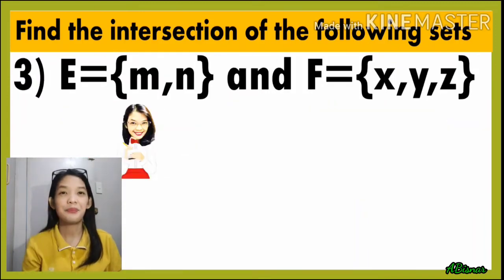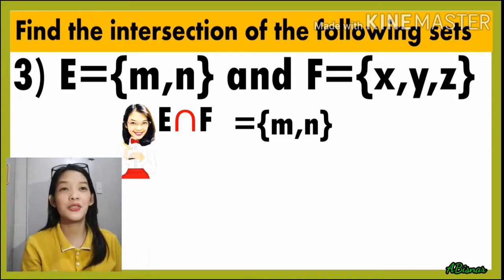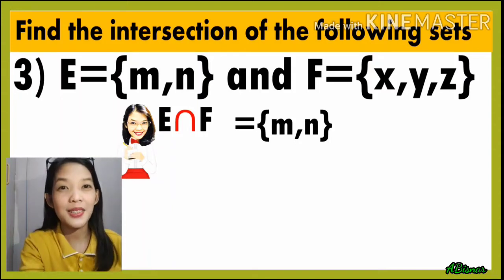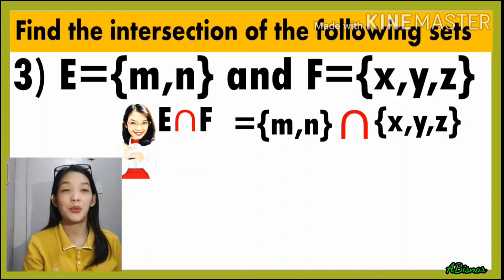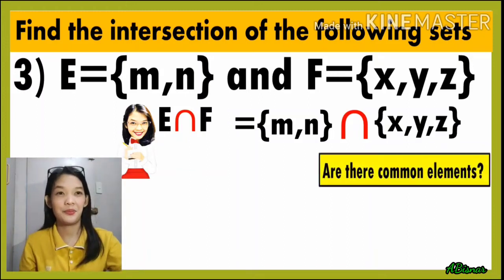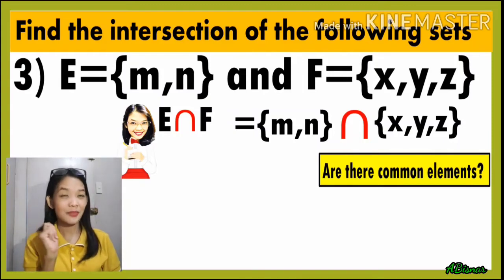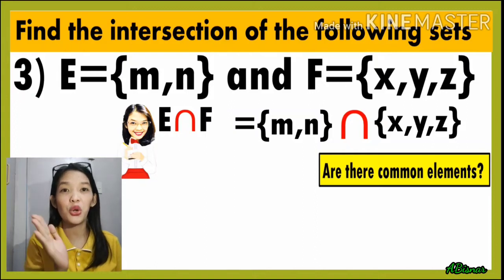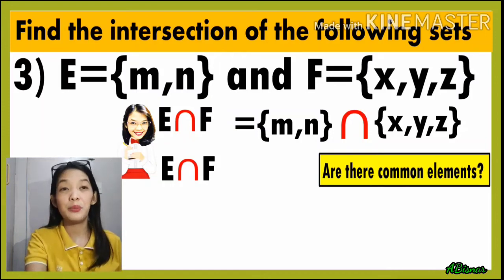So, for number 3, set E has the elements M and N, and set F has the elements X, Y, and Z. Now, let us get the intersection of E and F. So, let us write the elements of E, which are M and N. Then, the symbol for the intersection. Next, write the elements of F, which are X, Y, and Z. Now, the question is, are there common elements? Are there any that are the same? None? Now, what will you do if there are no common elements? So, the intersection of E and F will be written as this.